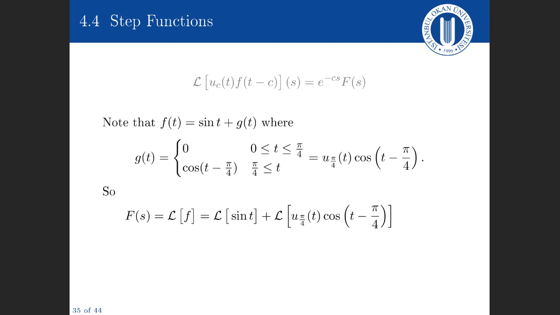So we want the Laplace transform of sine t plus the Laplace transform of u pi over 4 cos of t minus pi over 4. And we can do this because these numbers are the same, pi over 4 and pi over 4. We can use the formula at the top, this shifting formula that we've just proved. Because instead of doing the Laplace transform of u pi over 4 cos of t minus pi over 4, we can do e to the power minus pi s over 4 multiplied by the Laplace transform of cos t.